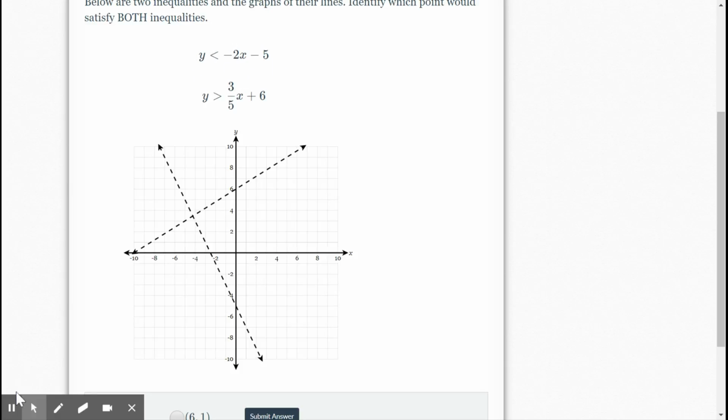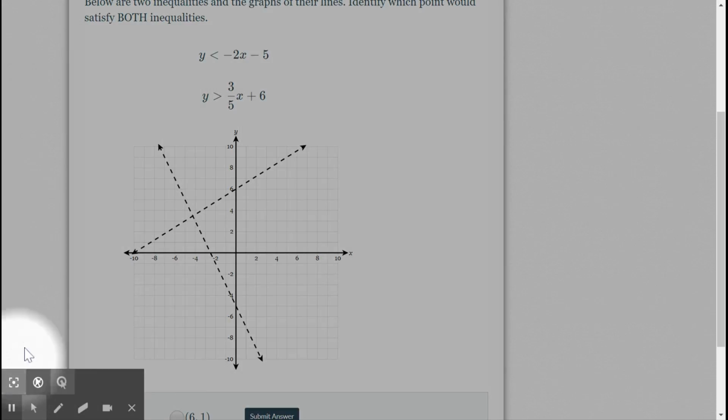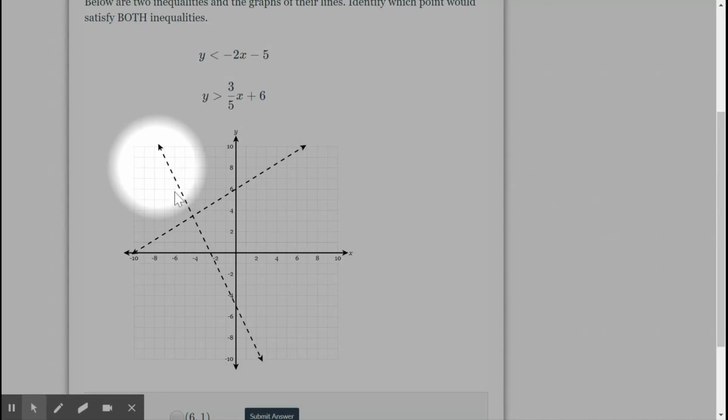The first thing you can do is look at the inequalities they gave you and determine which one belongs to which line. I like to always look at the y-intercept. This says -5, so I know the y-intercept would be down here. So this top inequality matches this line here. Now, are all the solutions up here or over here?